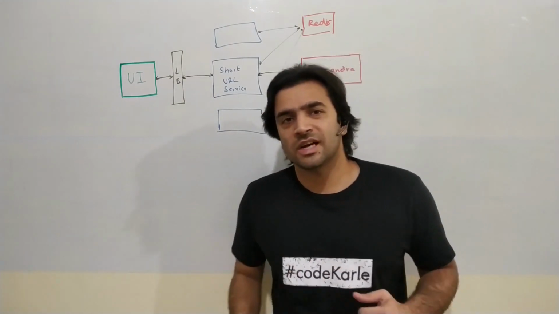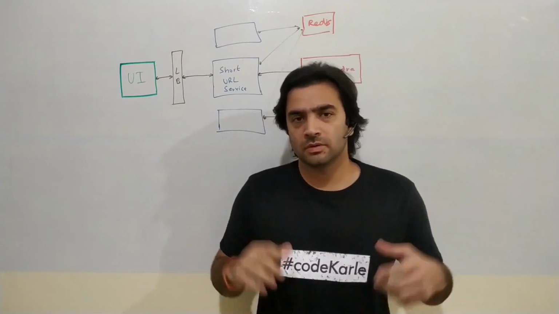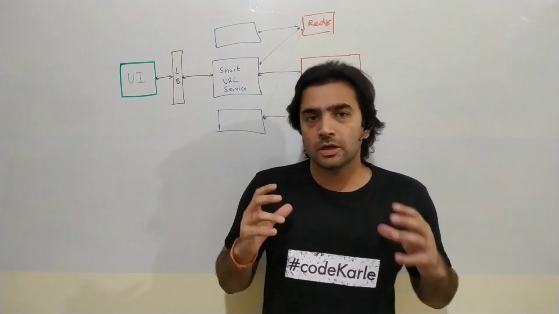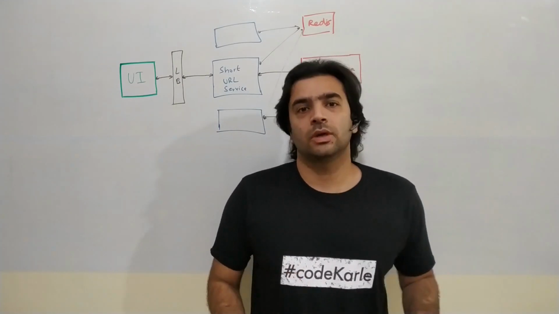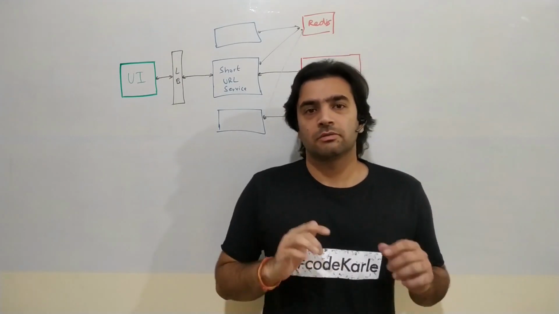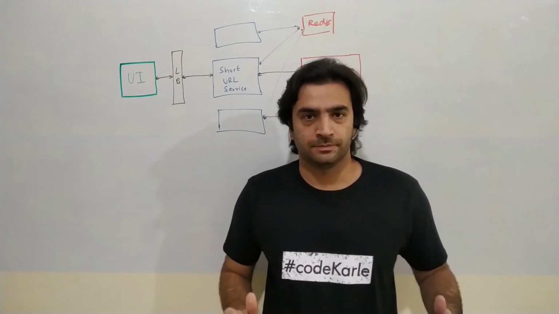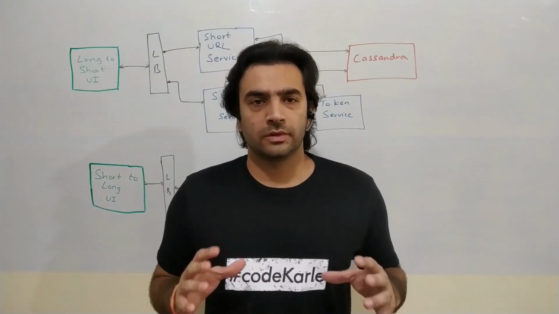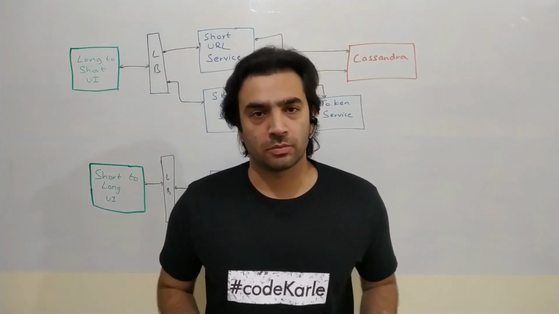Okay, so now let's try to look at a slightly more advanced system which can generate unique URLs without using Redis, without having a single point of failure. Now, let's look at one of the possible solutions which can solve this problem.